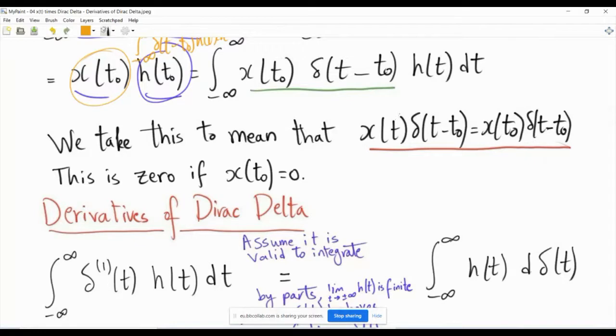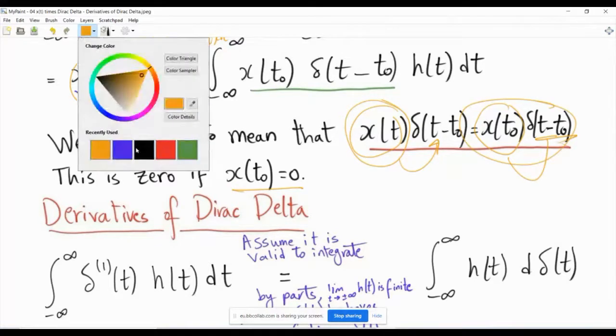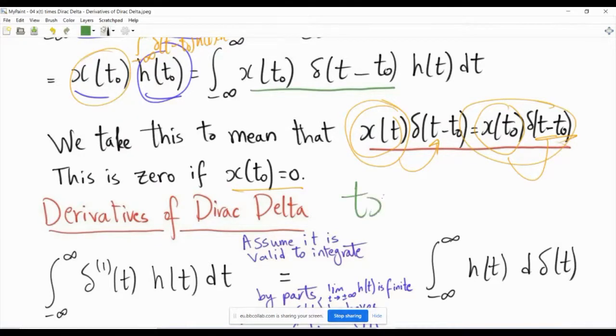It is just that if you have x of t multiplied by Dirac delta, then you can replace this function x of t by its value at the location of the Dirac delta. And if the value of the function at the Dirac delta is 0, this is equal to 0. Okay, so let's give an example. If you have t x of t, what is this thing?